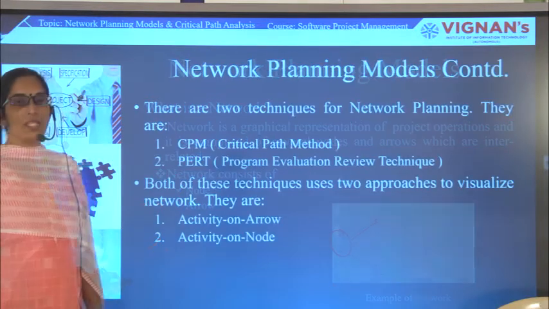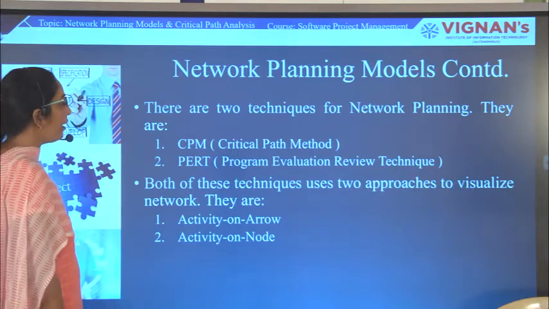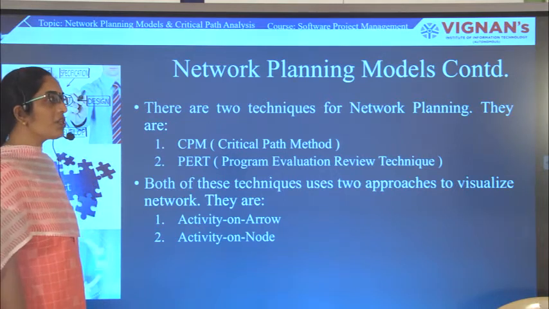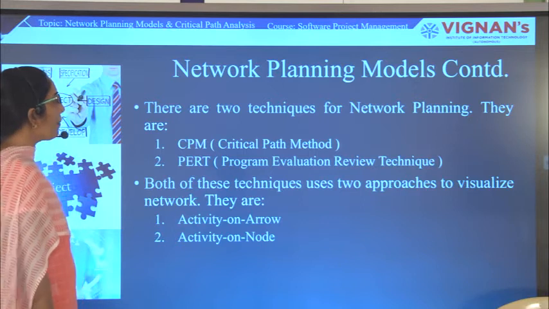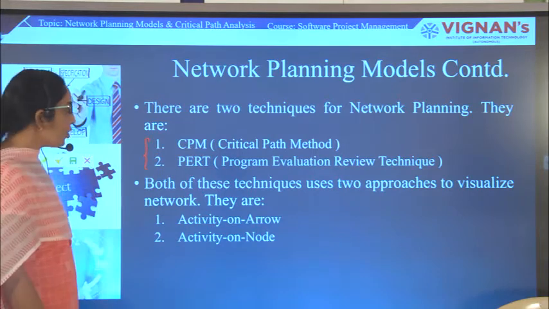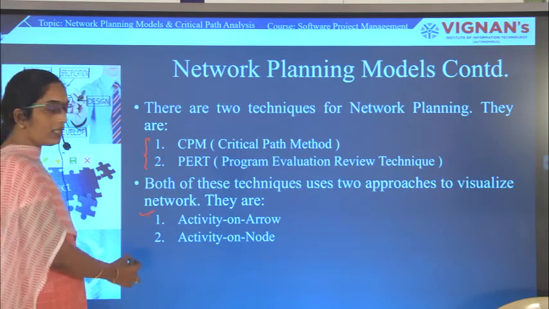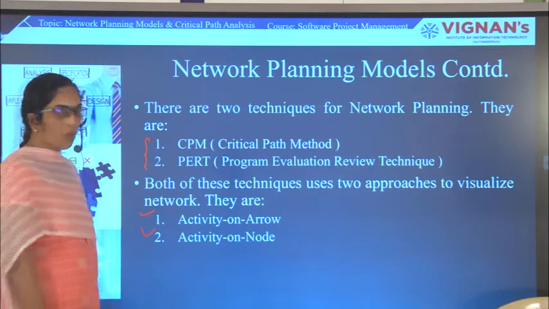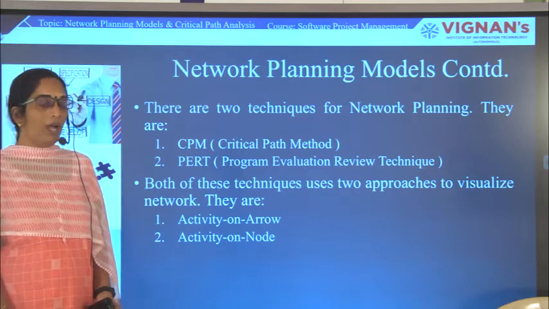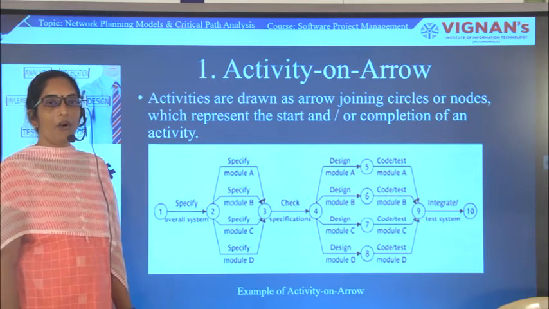Now let us move to the next thing: there are two techniques for network planning. They are the critical path method and PERT. The abbreviation PERT stands for Program Evaluation Review Technique. Both of these techniques make use of two approaches: activity on arrow and activity on node. Now let us see in detail what activity on arrow and activity on node are. Let us move to the first one, activity on arrow.